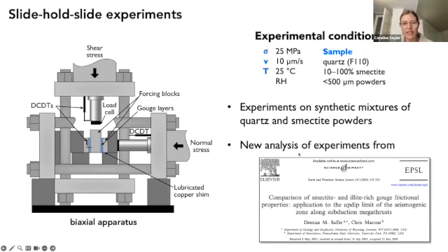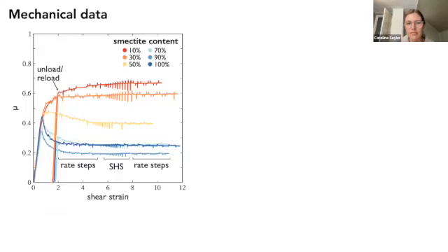These experiments were conducted at room temperature and room humidity, and again on these synthetic mixtures of quartz and smectite with up to 100% smectite. All right, so the mechanical data from these tests looks like this. So we have a series of rate steps here. So sort of these squiggles are the rate steps, and then a series of slide, hold, slide tests in the middle here, and another series of rate steps.